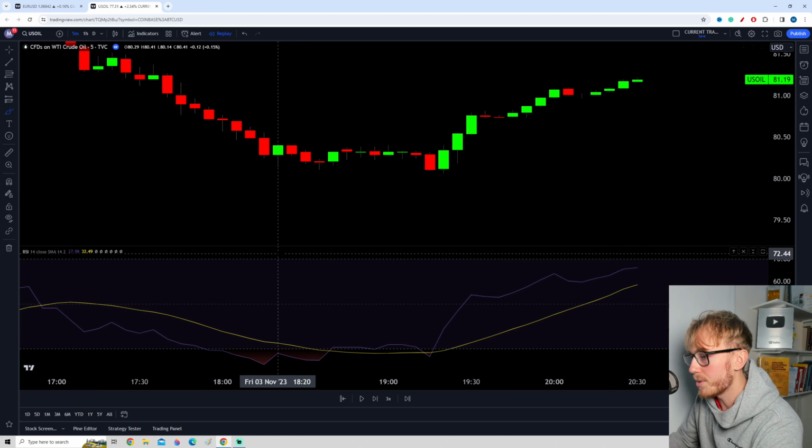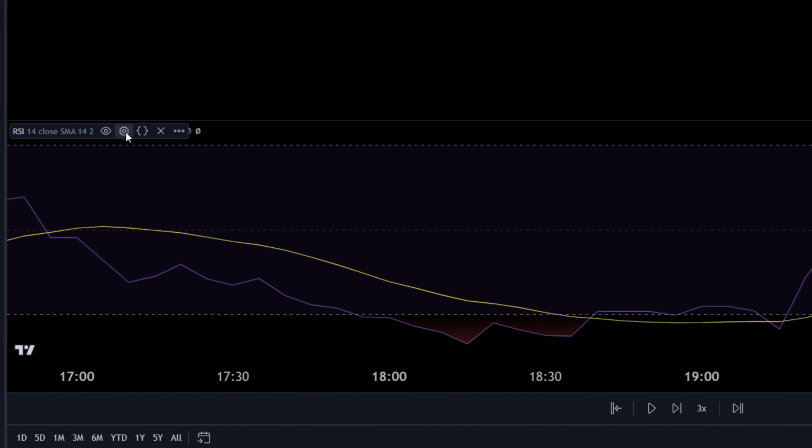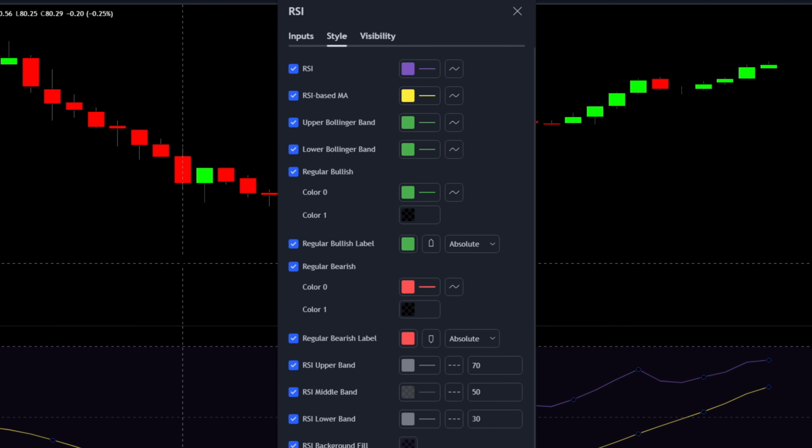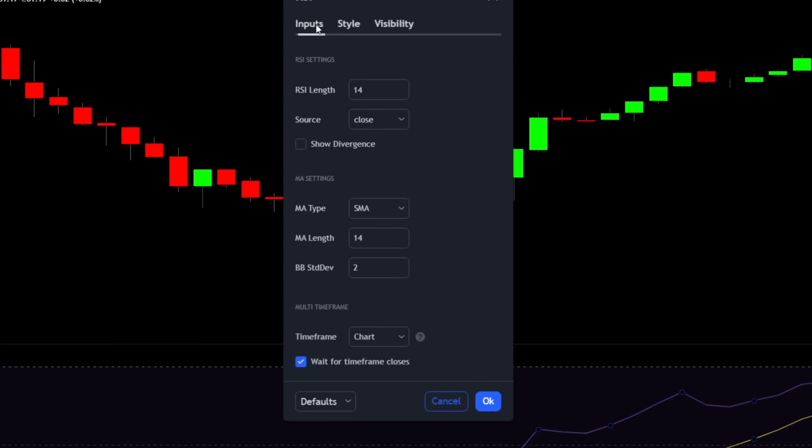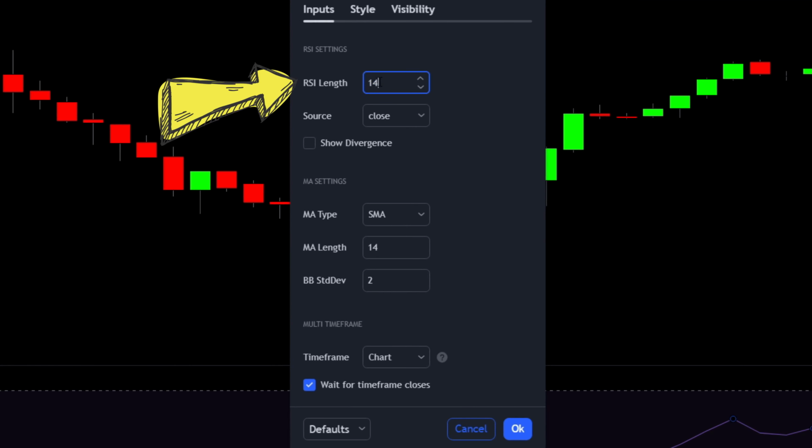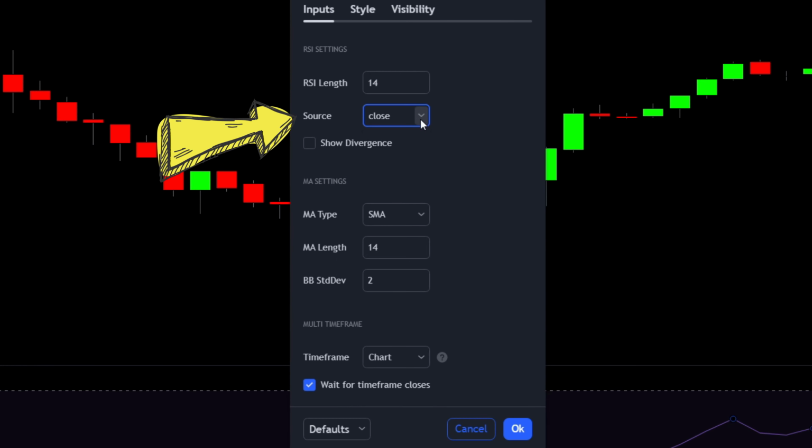Now we want to change some settings, so we go down here to the settings tab for the RSI, and first we want to head over here to the inputs tab. As for the RSI length, we can actually keep this one at 14, but for the source of the RSI, we do want to change the source here to the open high low close 4, or for short OHLC4.